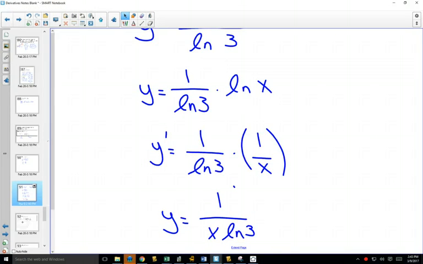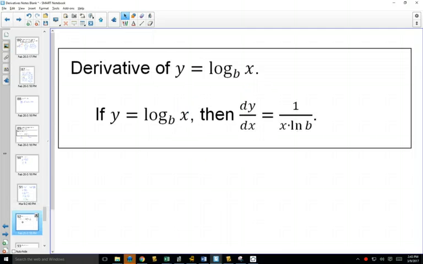And this is what it has right here. Doesn't matter what base you have, you're still going to have the 1 over x, but we saw the reason why that natural log of b appears on the bottom. Again, I'm not going to ask you to prove this, but I sometimes find if you go through the logic of where it comes from, you're able to memorize it or remember it better.